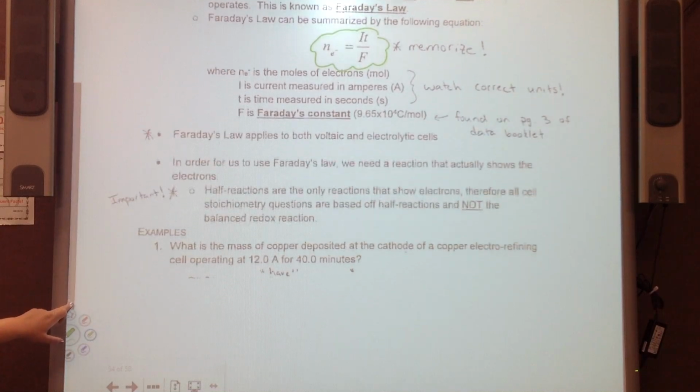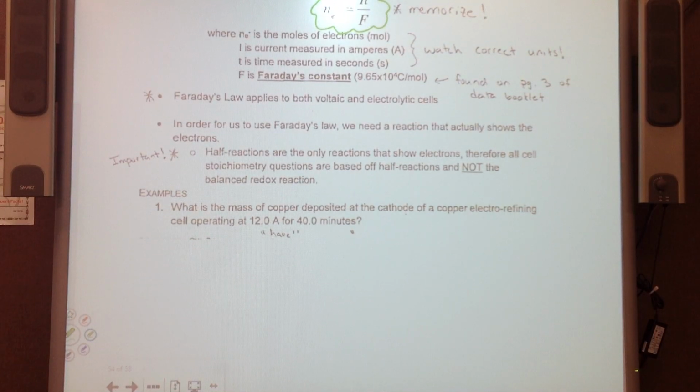In order for us to use Faraday's law, we actually have to be able to see the electrons. Half reactions are the only reactions that use electrons. Okay? So all cell stoichiometry is based on half reactions and not the balanced redox reaction, because if you're balancing your redox reaction, you're canceling out your electrons.